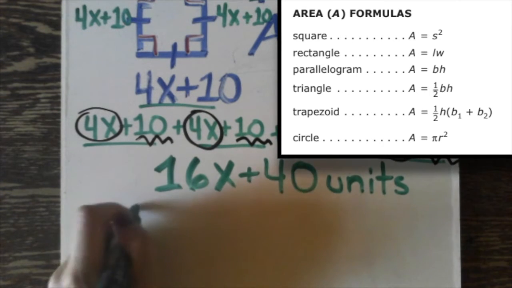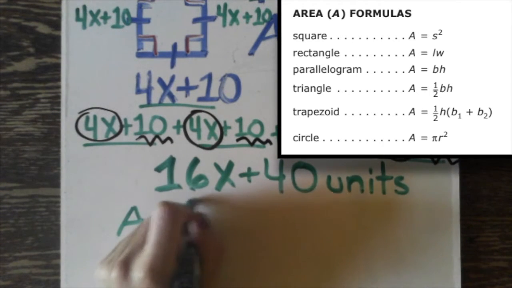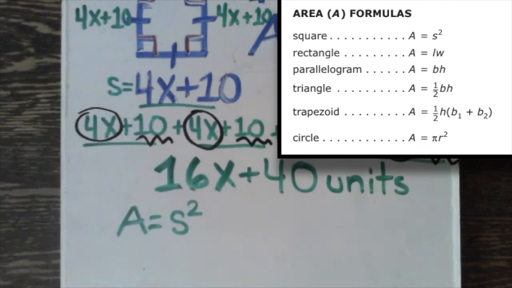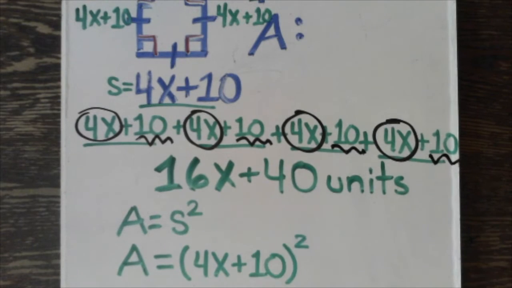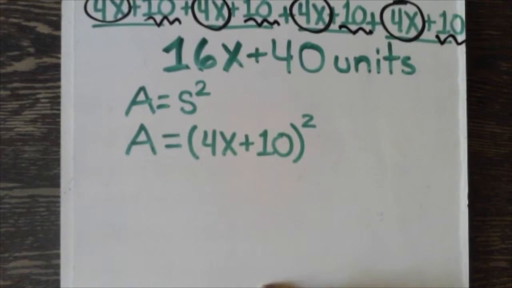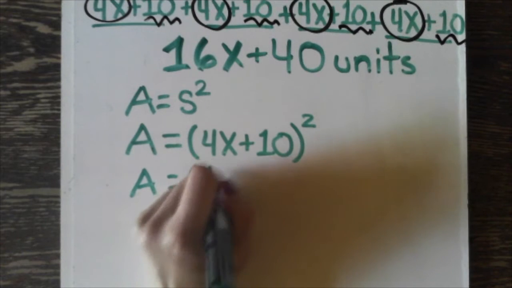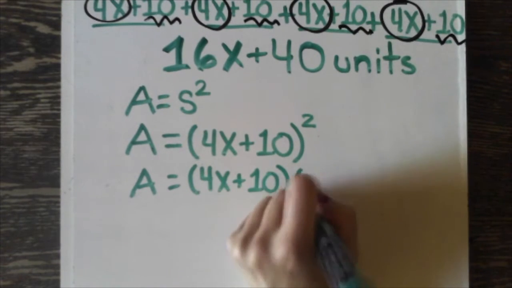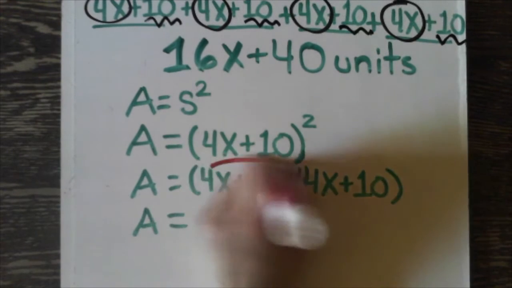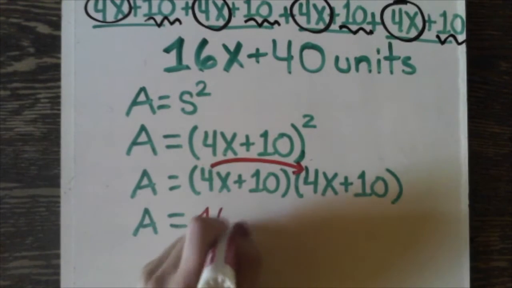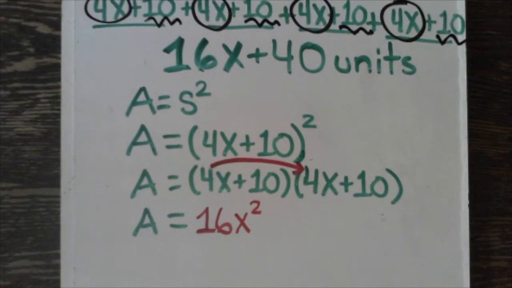Now let's find the area, and because it is a square, the area is equal to S squared, with S being 4x plus 10. 4x plus 10 squared, I know, means that I have to multiply 4x plus 10 times itself 2 times, because a square means multiplying twice. Now 4x times 4x is 16x squared, and 4x times 10 is 40x.